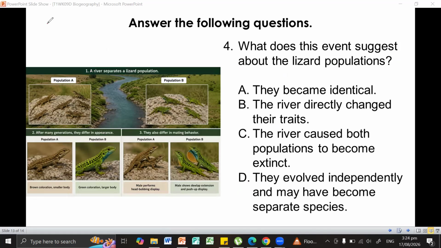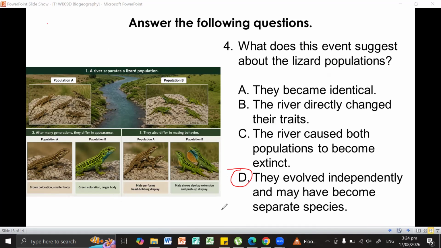So what does this event suggest about the lizard populations? The answer is letter B. They evolved independently and may have become separate species. Not exactly different because lizards are still lizards, but they now have different traits from what they were, especially when they were not separated or were still joined together.